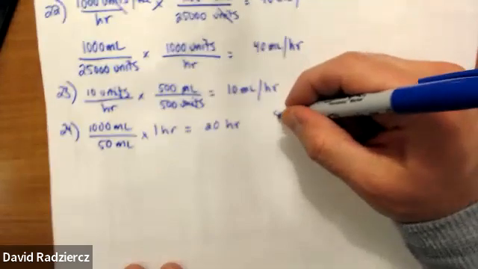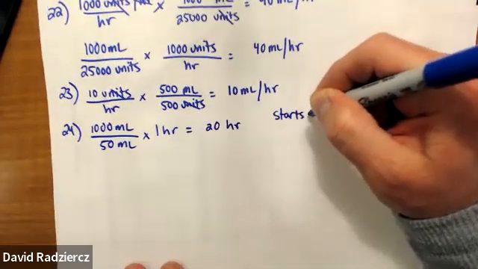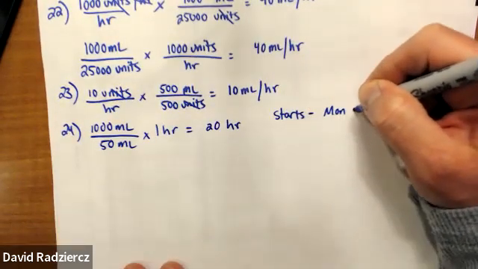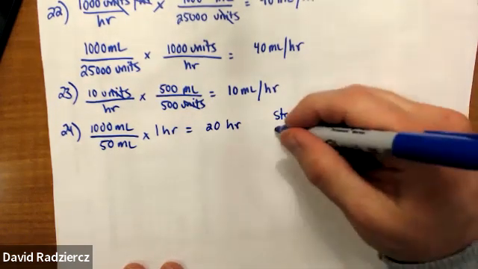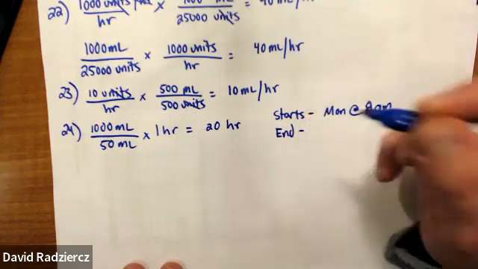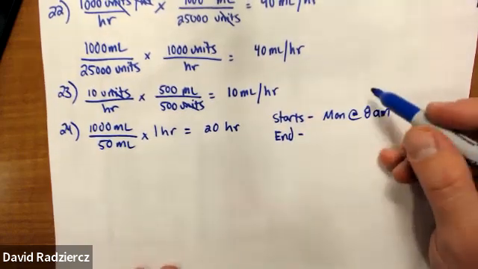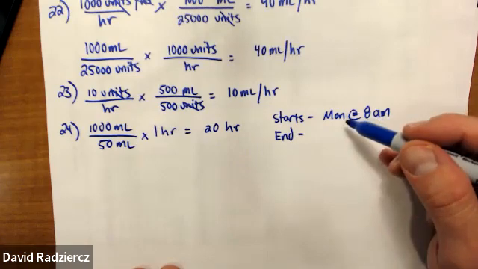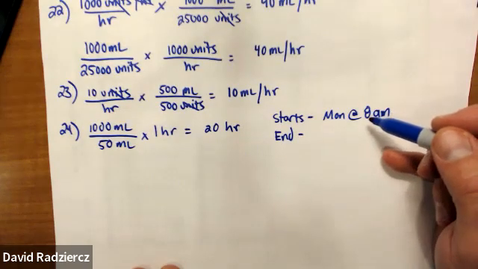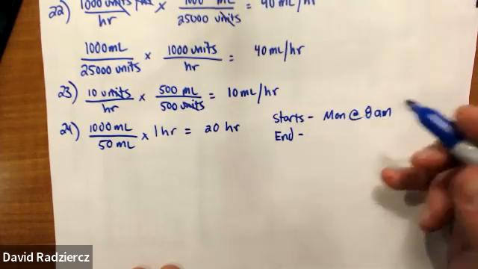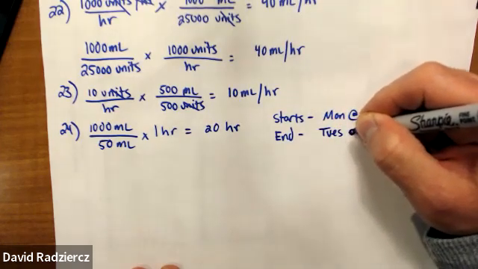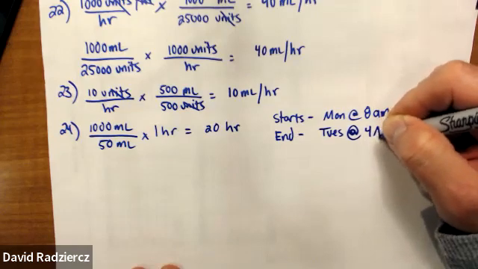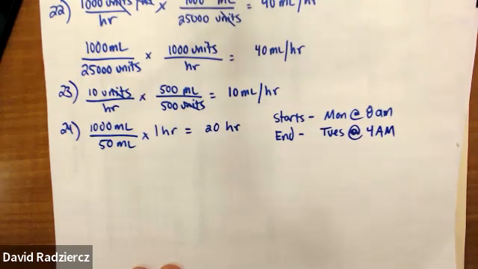So if it starts Monday at 8 a.m., I want to know when it will end. And so what you can do is, 24 hours from Monday at 8 a.m. would be Tuesday, 8 a.m. If it's 20 hours, just subtract 4, and it would be Tuesday at 4 a.m. And that's how you would answer 24.